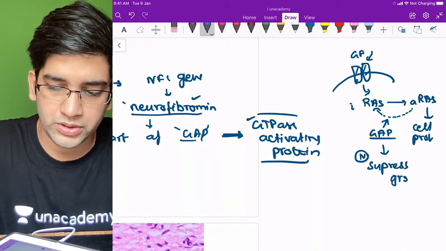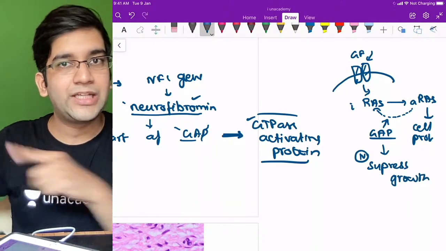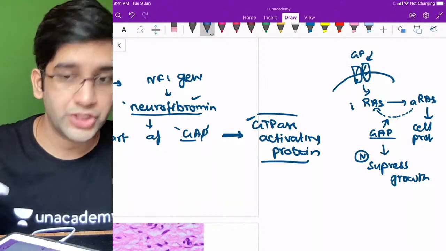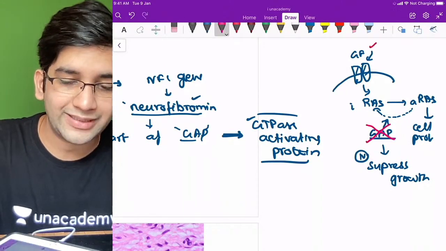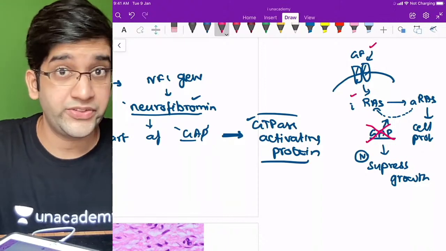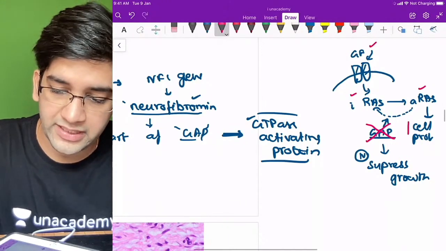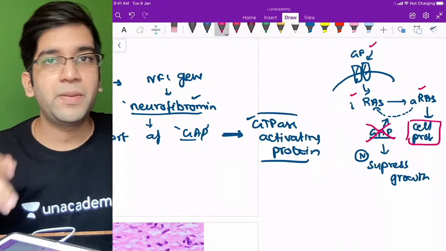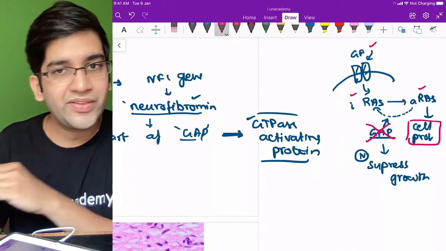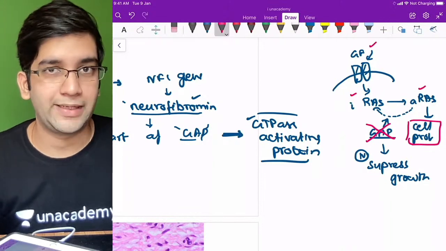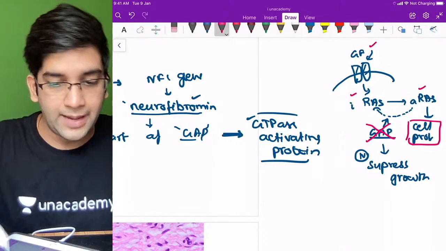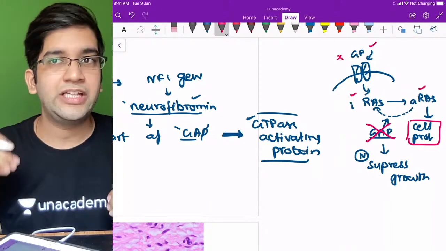It has to suppress growth because it's converting an active to an inactive RAS. So when I have a loss of function mutation, this GAP is not available. Let's say a growth factor came, it caused a stimulus and it became active RAS, causing cell proliferation. In patients with neurofibromatosis, do you think they'll come back to normal? They won't come back to normal, right? So which means even in the absence of growth factor, they'll be constantly active.